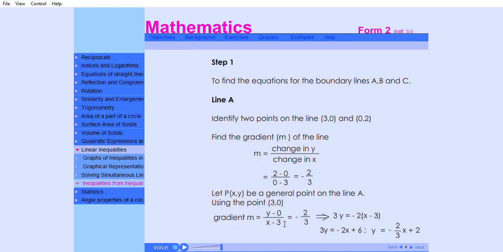Step 1. To find the equations for the boundary lines A, B, and C.